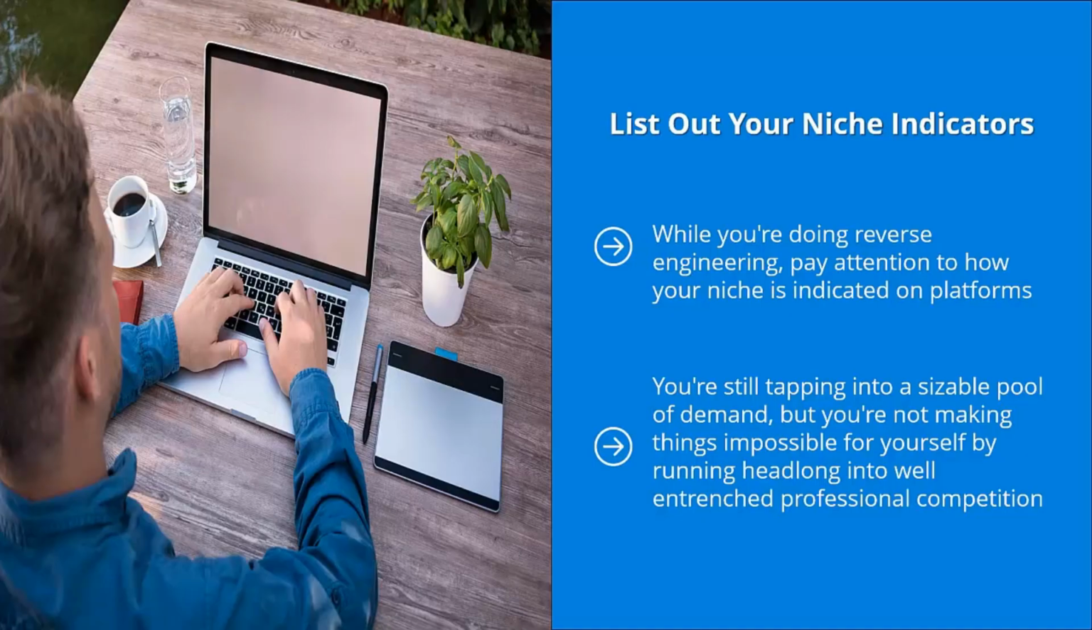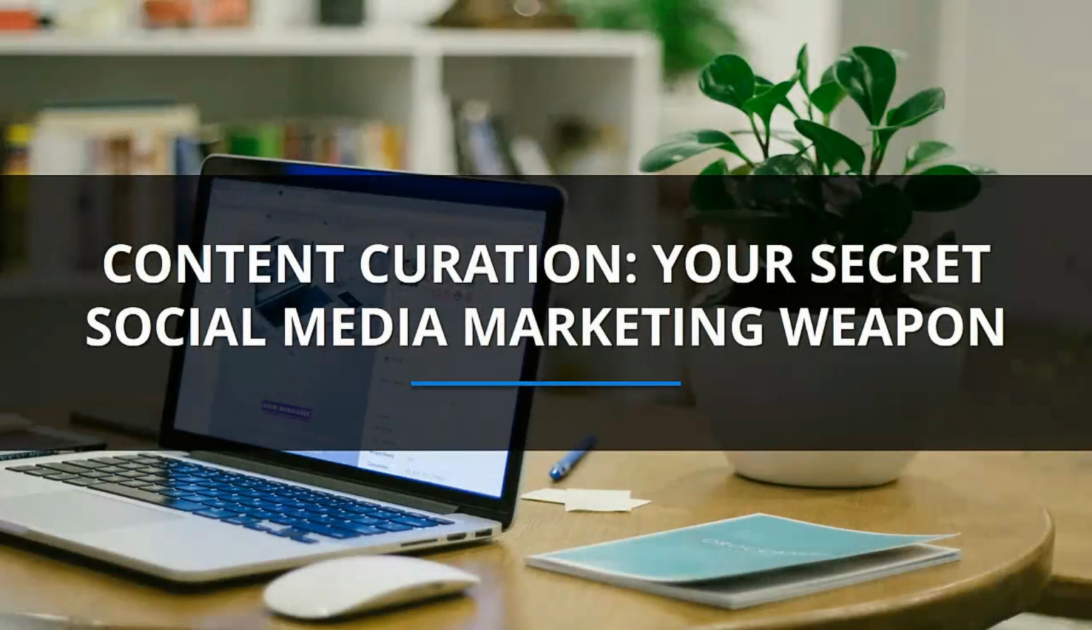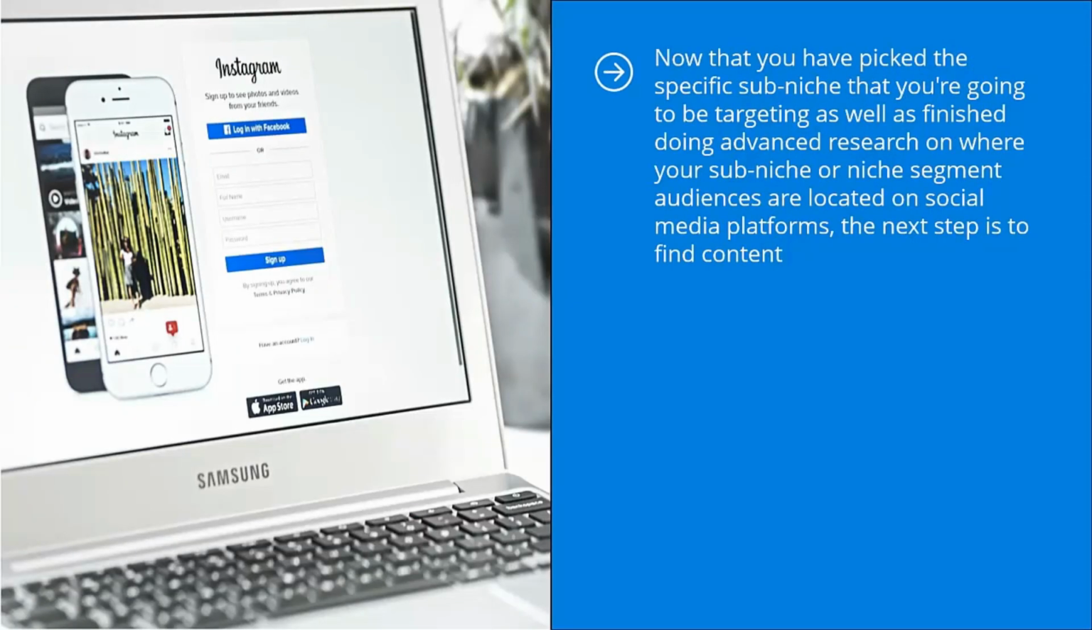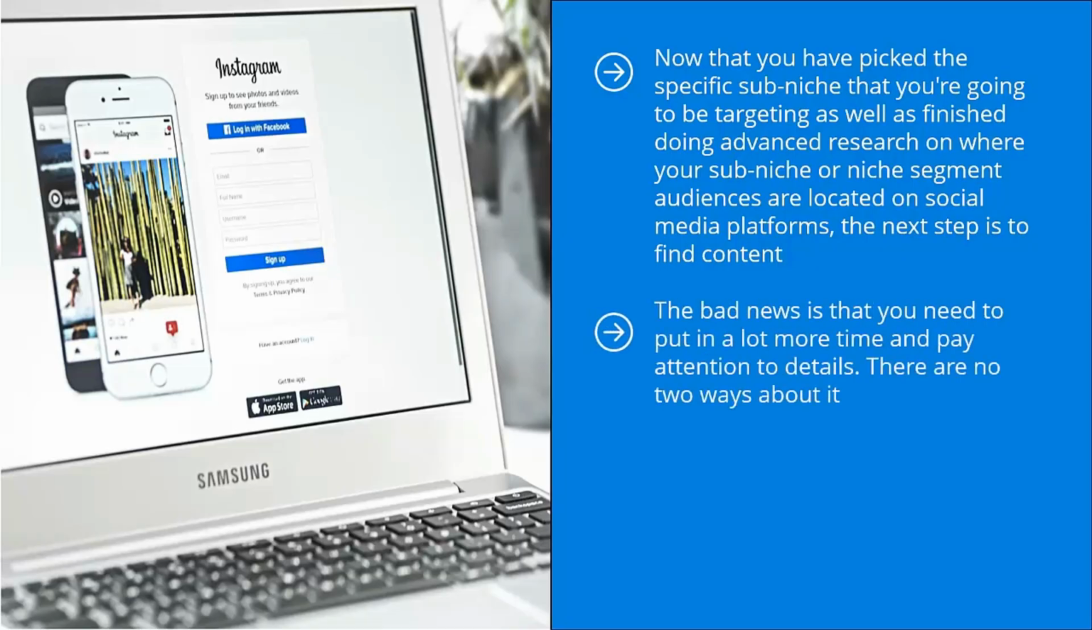Content curation, your secret social media marketing weapon. Now that you have picked the specific sub-niche that you're going to be targeting, as well as finished doing advanced research on where your sub-niche or niche segment audiences are located on social media platforms, the next step is to find content. I've got some good news and some bad news. The good news is that you stand to save a lot of money. The bad news is that you need to put in a lot more time and pay attention to details.